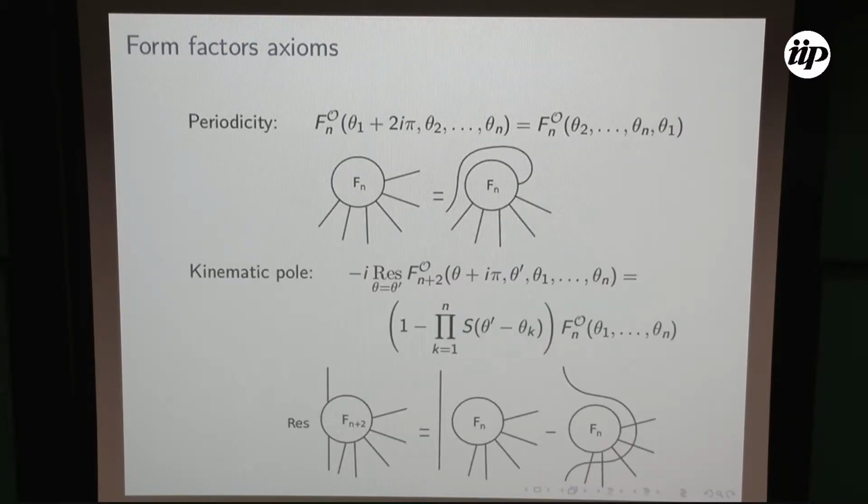Moreover, you have the periodicity property: if you take a particle, cross it to the outgoing side, and cross it back to the other side, which means a 2 i pi shift in rapidity, then this particle is going to be on the right side of the operator.